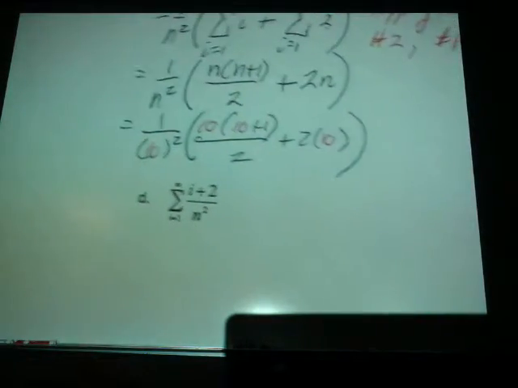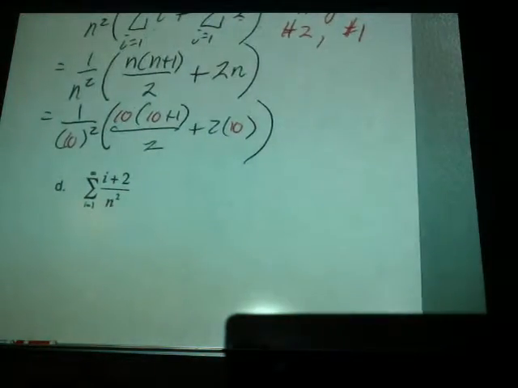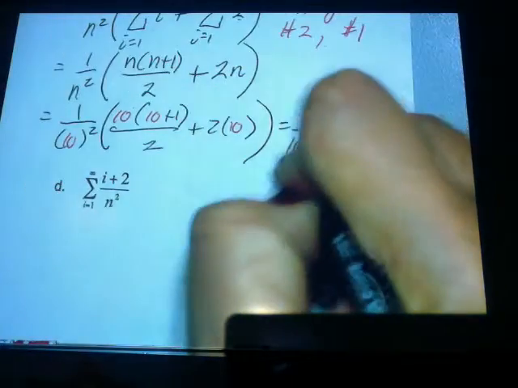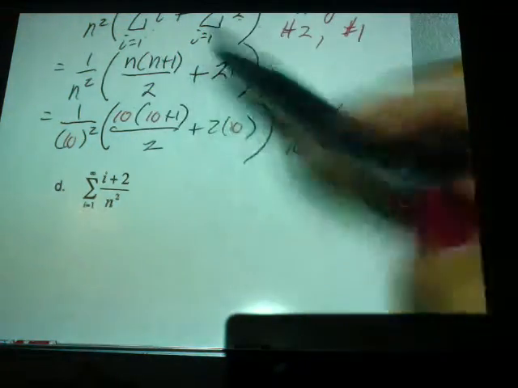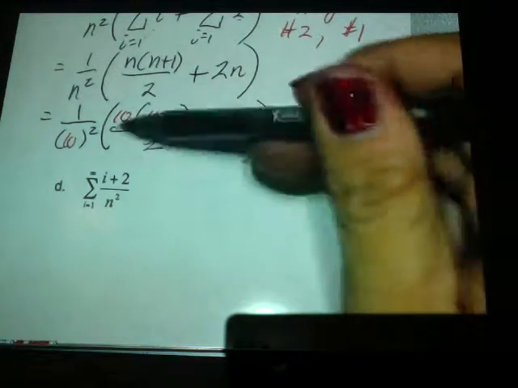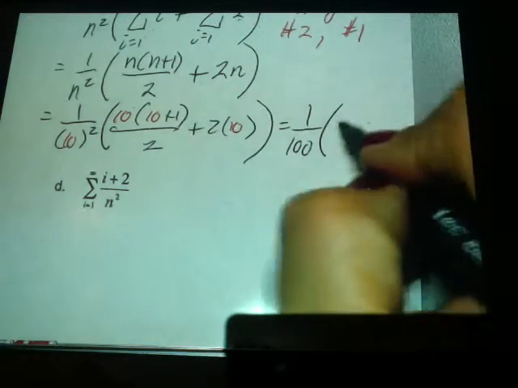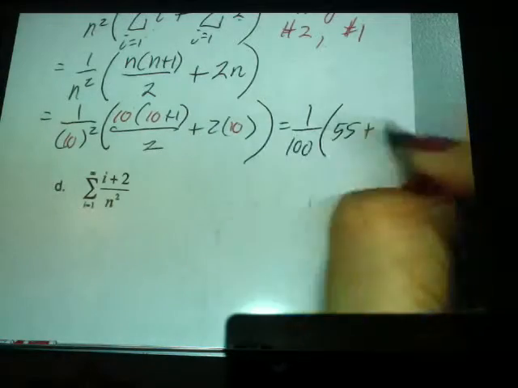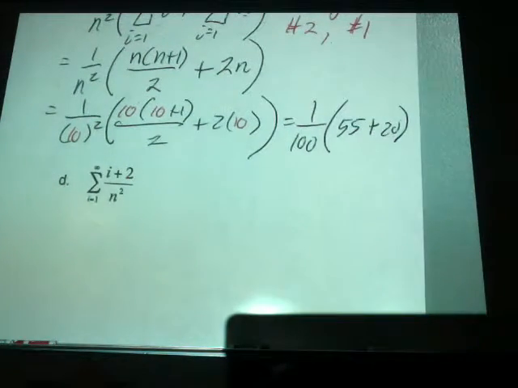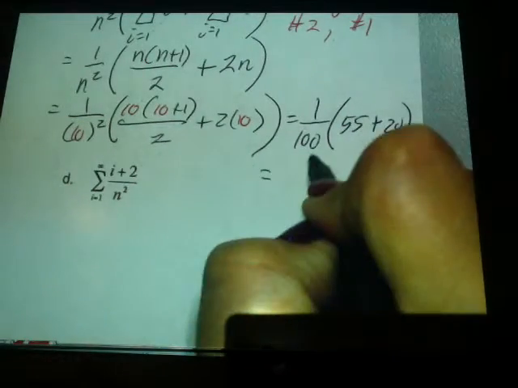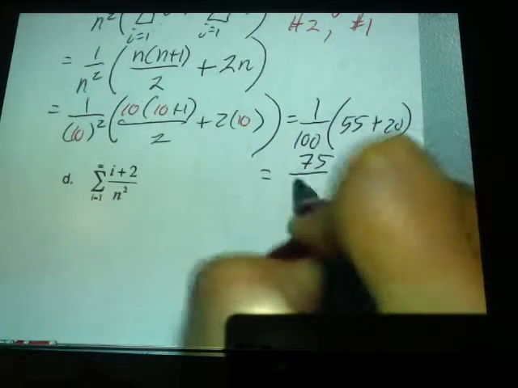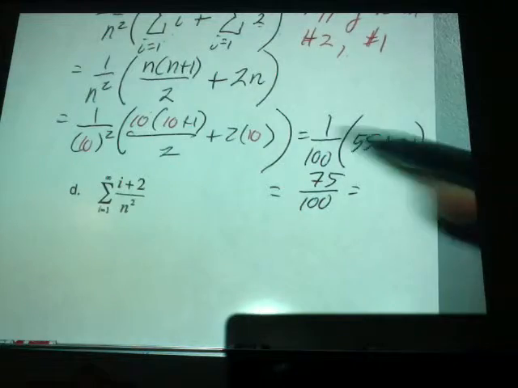Is everybody okay with how I got those? Okay, so then we end up with 1 over 100 times, this is 11 times, and actually the 2 goes into 10 5 times. So this is really 5 times 11, which is 55 plus 20. So 55 plus 20 is what? 75 over 100, because I'm multiplying those together, right?